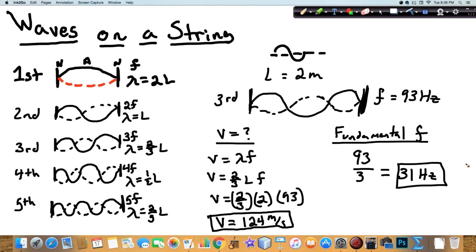So there you go. That is how you can talk about standing waves on a string using harmonics and a little sample problems as to what you can solve for.